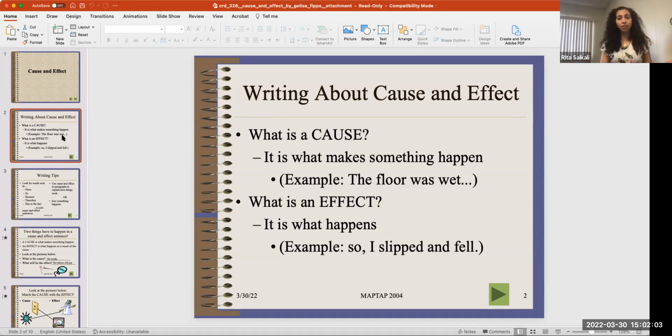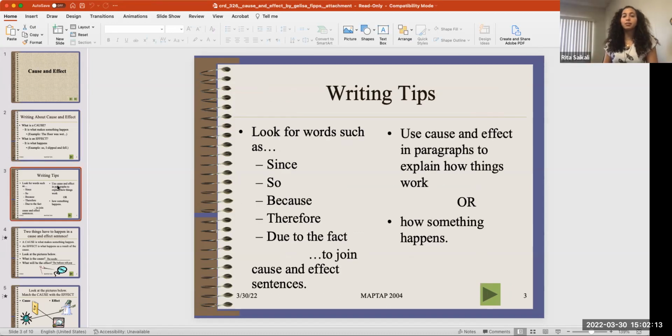Straightforward. There's a cause to something. There's something that it affects. And in this case, it affected me. The wet floor affected me, and I slipped and I fell. Here are some good writing tips for when you are writing about cause and effect, or if you're trying to identify a cause and an effect in a story or in a text. These are some things that you can look for.